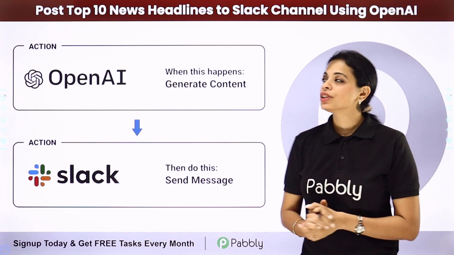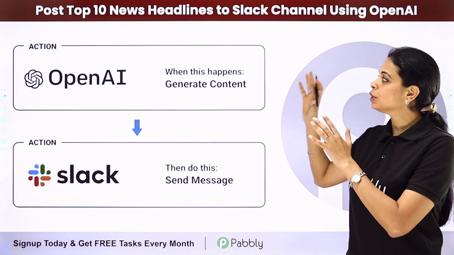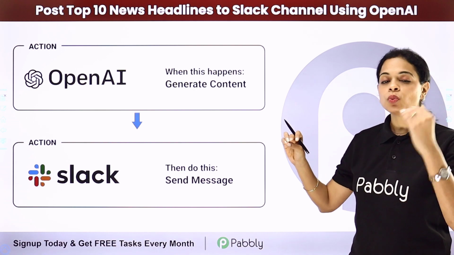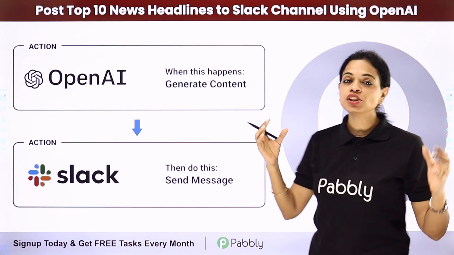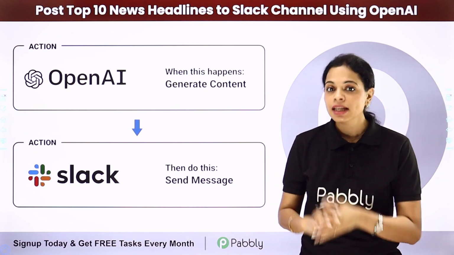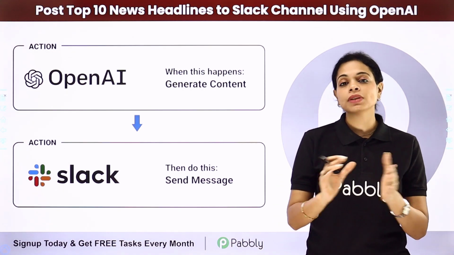In this video, I'm going to tell you how you can post top 10 news headlines and share them with your team which is sitting on a Slack channel using OpenAI, which is an artificial intelligence and deployment company that helps you in generating human-like content.